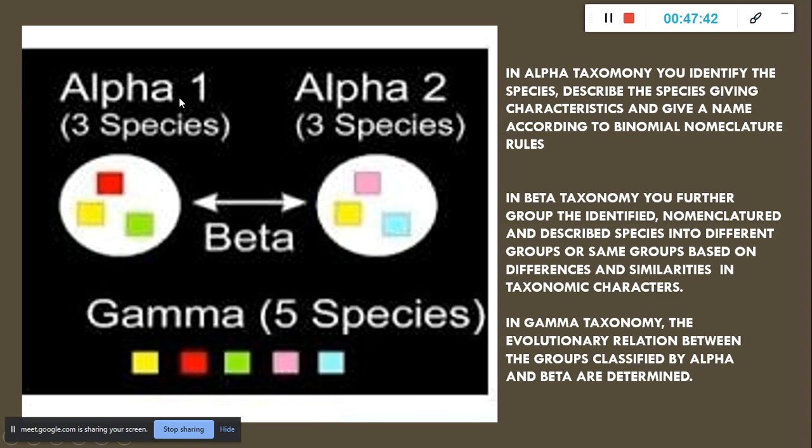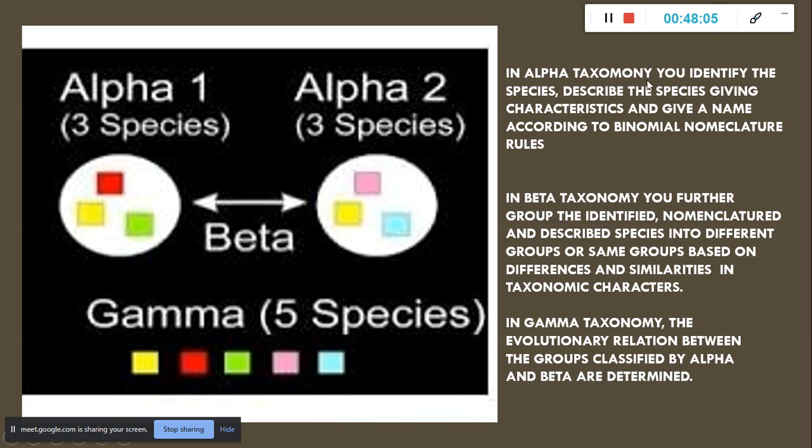So here it is. You have alpha 1, 3 species, alpha 2, 3 species. This is alpha taxonomy. You name, describe and identify them here in alpha taxonomy. In beta you try to find the relationship among them. And after having them in one group, you try to find the relationship of the different organisms in gamma.